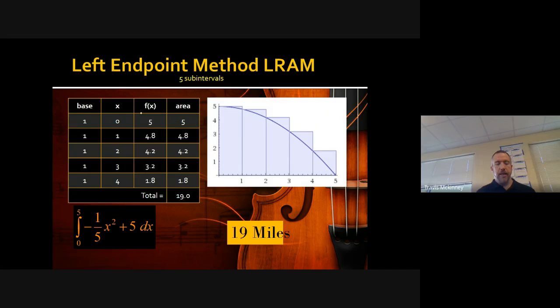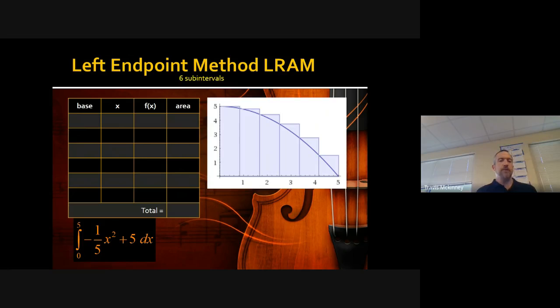So for the next example, we're still doing a left endpoint method. We're still going from 0 to 5. The only difference is now we have 6 subintervals. So for my base, the width of each of these, it's not going to be 1 anymore, because you can't fit 6 intervals that are each 1 in between 0 and 5.